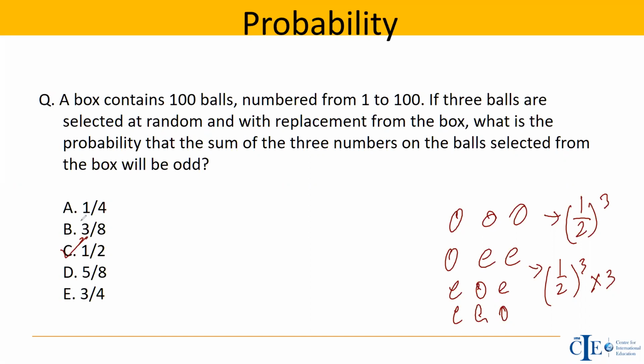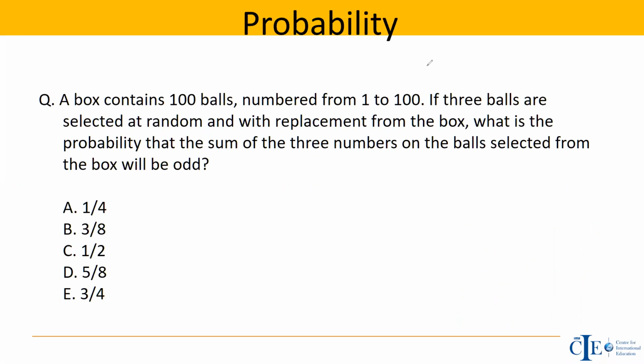Right. So that's it. Again, you can do it in a reduced case. It's one way. If you get three evens, the sum would be even. If you get two evens and one odd, it would be odd. If you get one even and two odds, it's going to be even again. And if it's three odds, it's going to be odd.